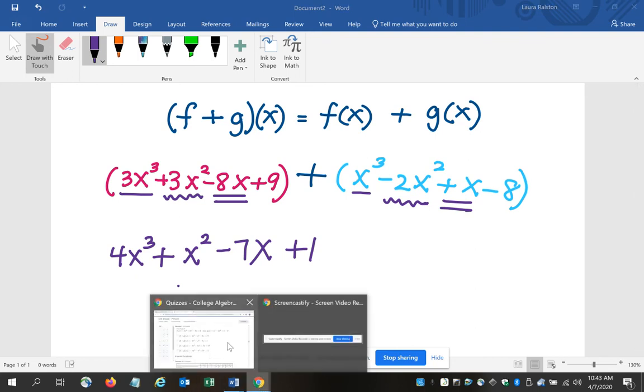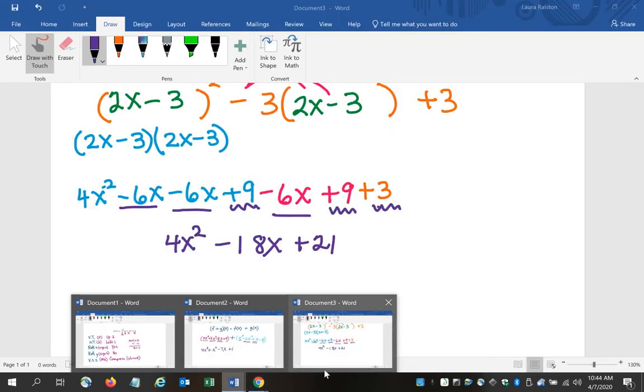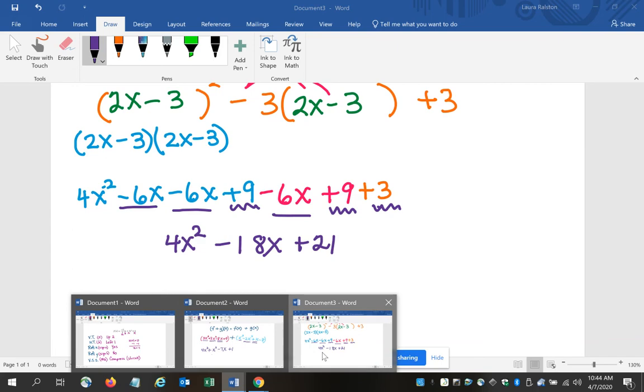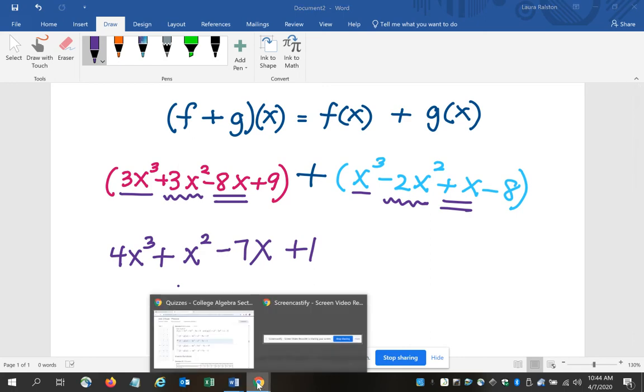Okay, so going back. I believe it was this one. Let me double check. Nope, that was my subtraction. Hold on. I get the right one: plus x squared minus 7x plus 1. Yep.